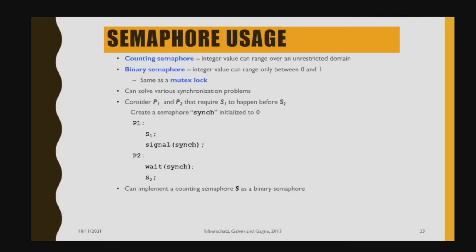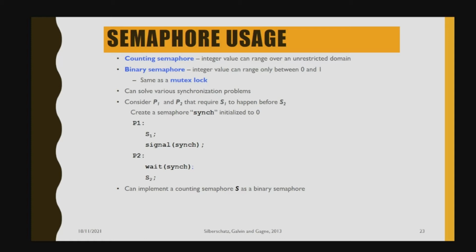A counting semaphore's integer value can range over an unrestricted domain. A binary semaphore's integer value can range only between 0 and 1, the same as mutex locks. So now we have the counting semaphore using the integer value, and we have the binary semaphore, which works like the mutex locks.